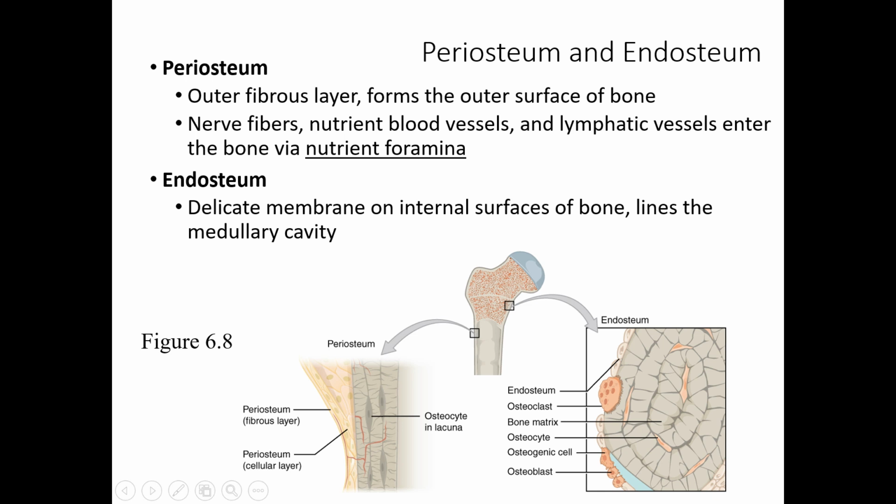Next one, on the outside, bones are covered with a layer of periosteum. It's a thin layer of connective tissue for protection, and it has openings that are called nutrient foramina, where blood vessels, lymphatic vessels, and nerve fibers come inside of the bone. From the inside, bones are covered with a very thin membrane called endosteum.